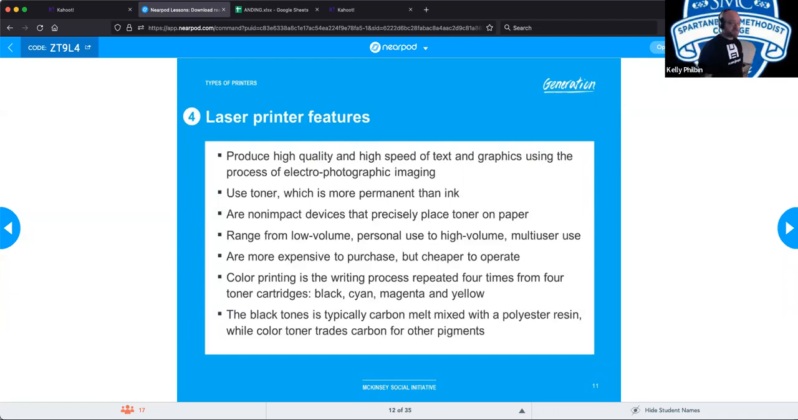These terms are critical. As long as you understand them, a lot of times you can eliminate at least half your answers. So toner is associated with laser printers only. If you hear a ribbon, it's typically a dot matrix, or it's typically an impact printer. If they mention ink, it's an inkjet.